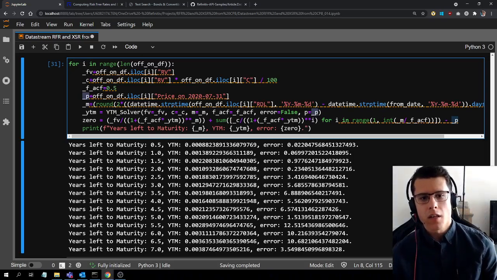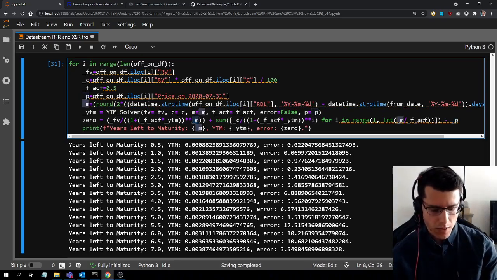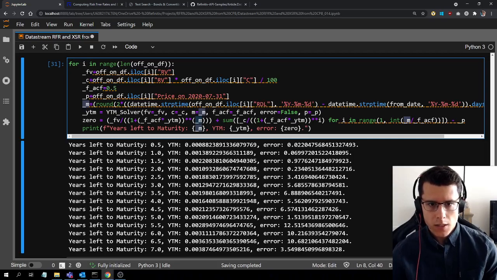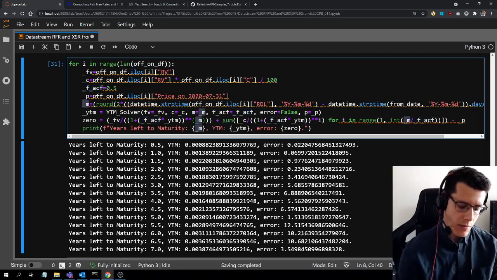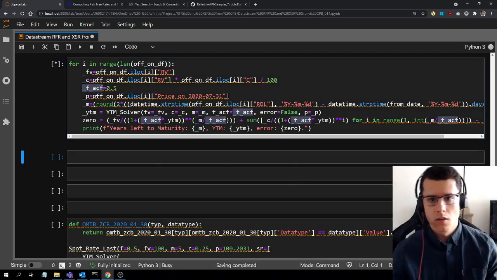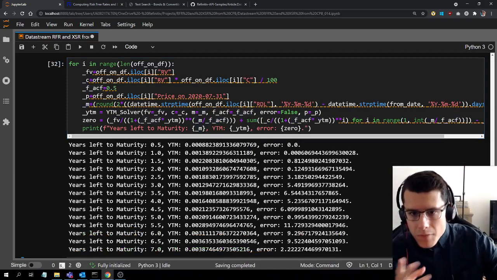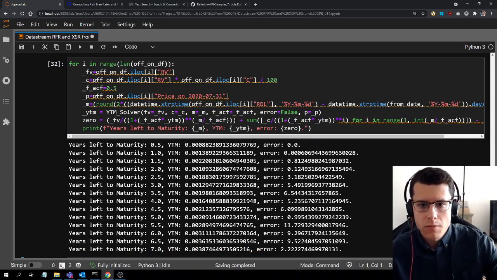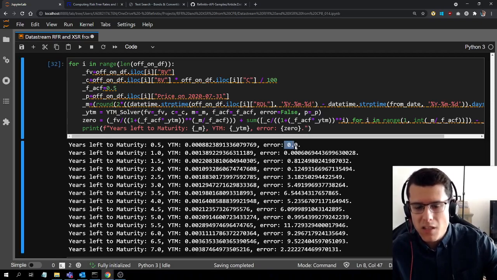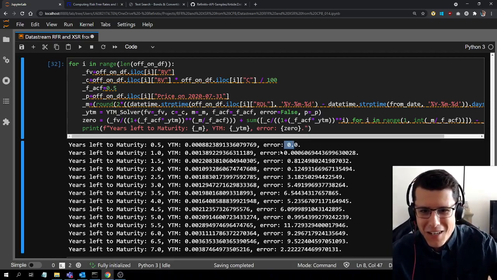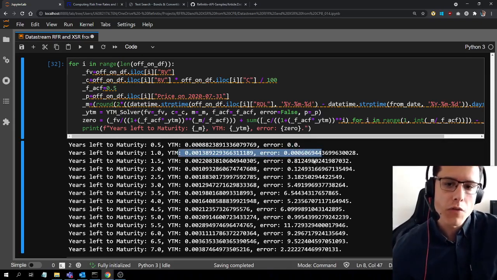Aha. Yes, this should not be M. This should be M divided by the frequency that we're looking for, because we're doing it semi-annually. We're not doing it annually. Bit better. It's a little bit better. So this one is great, but it's a 0 coupon bond, so it's always going to be 0. But this one, however, is not only not a 0 coupon bond, but it's an off-the-run one.